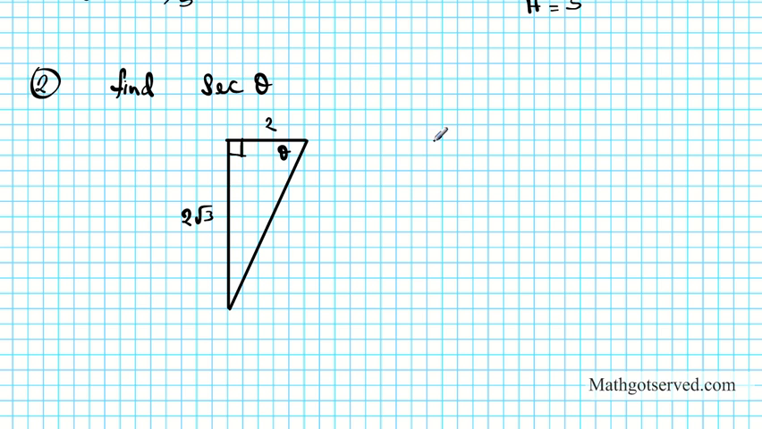Now, we know that secant is the reciprocal of cosine, right? So secant theta is 1 over cosine theta. So I'm going to write down SOHCAHTOA to determine what I'm going to use here. Cosine is adjacent over hypotenuse, so the reciprocal is going to be hypotenuse over adjacent, so it's going to be h over a. Okay, so secant theta is h over a.